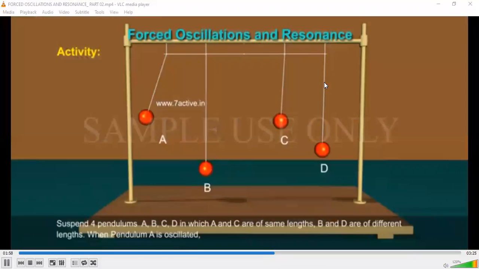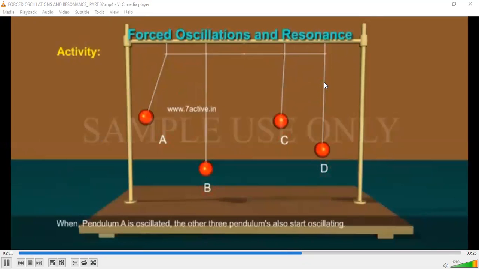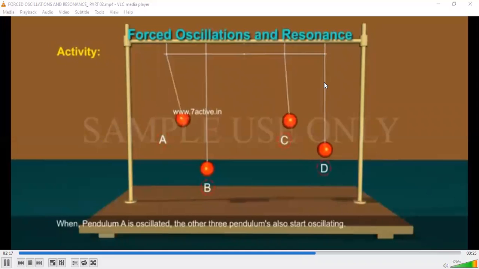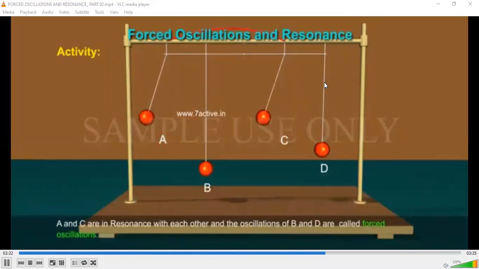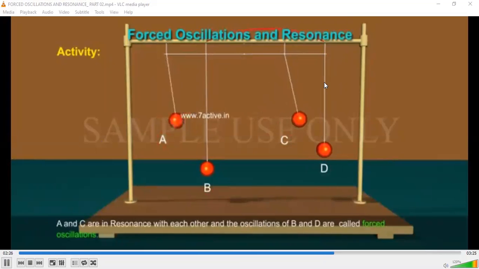Suspend four pendulums A, B, C, D, in which A and C are of the same lengths, B and D are of different lengths. When pendulum A is oscillated, the other three pendulums also start oscillating. A and C are in resonance with each other, and the oscillations of B and D are called forced oscillations.